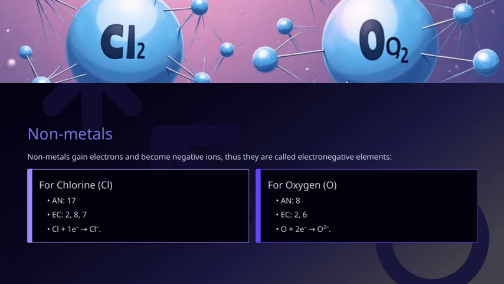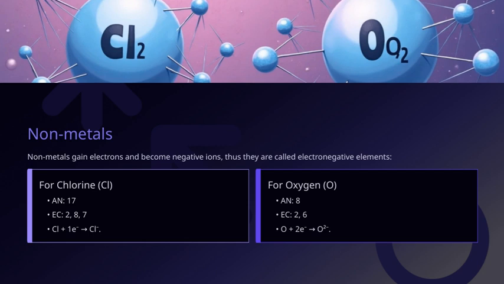Similarly, chlorine gains 1 electron to become Cl-. Its electron configuration shifts from 2-8-7 to 2-8-8, completing its outer shell. Chlorine's electron affinity and electronegativity make it very eager to accept electrons, which is why it's called an electronegative element.